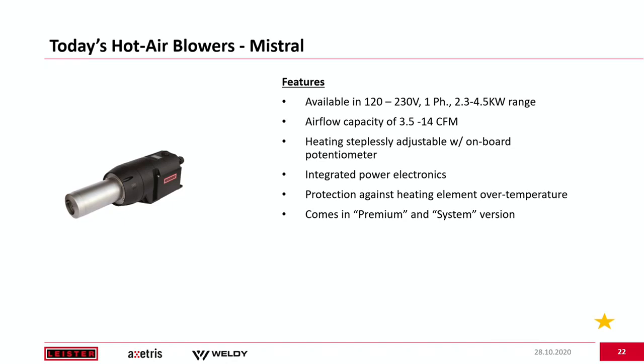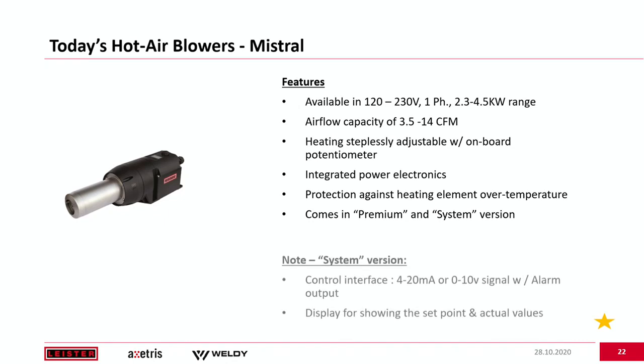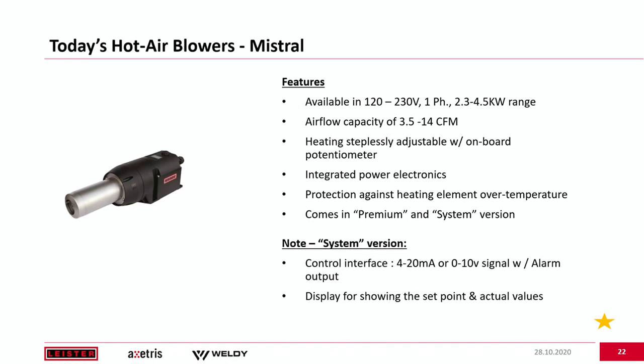With the system version, you gain a few more bells and whistles. You have the ability to take in control signals from a remote source, 0 to 10 volt or 4 to 20 milliamp. You also have the capability of supplying an alarm output contact to an external control system. And you also have the ability to take a look at the digital display that's on board with the unit itself to look at your set point values and the temperature readings of the tool.